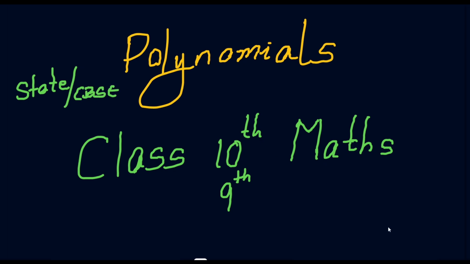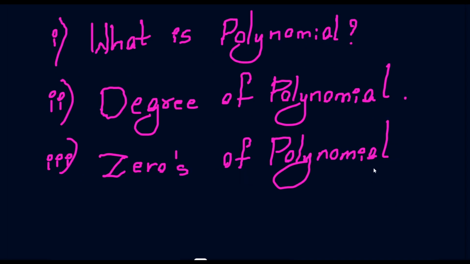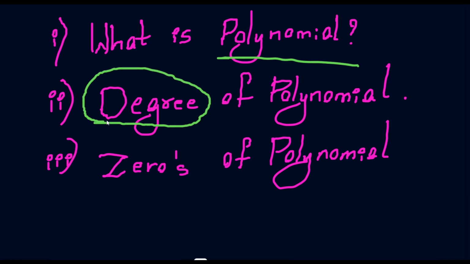So guys, in this video, our goal is very clear and very small. What are these three goals today? The first one is, what exactly is a polynomial, and why do we need to study it? And the degree of a polynomial, and also the zero of a polynomial, and how do we find it? Very simple goal, right? So let's start with the first one.